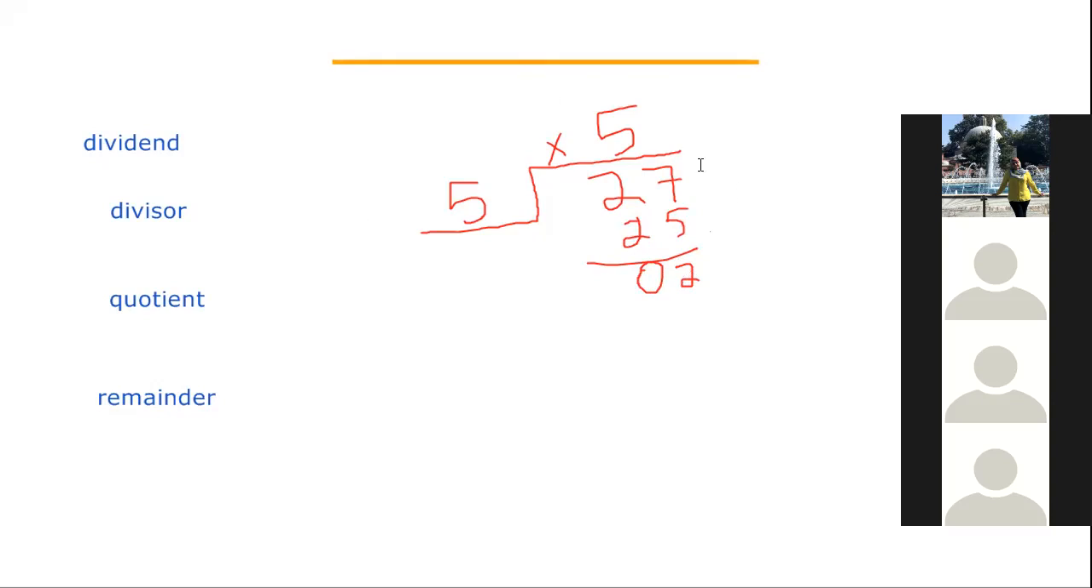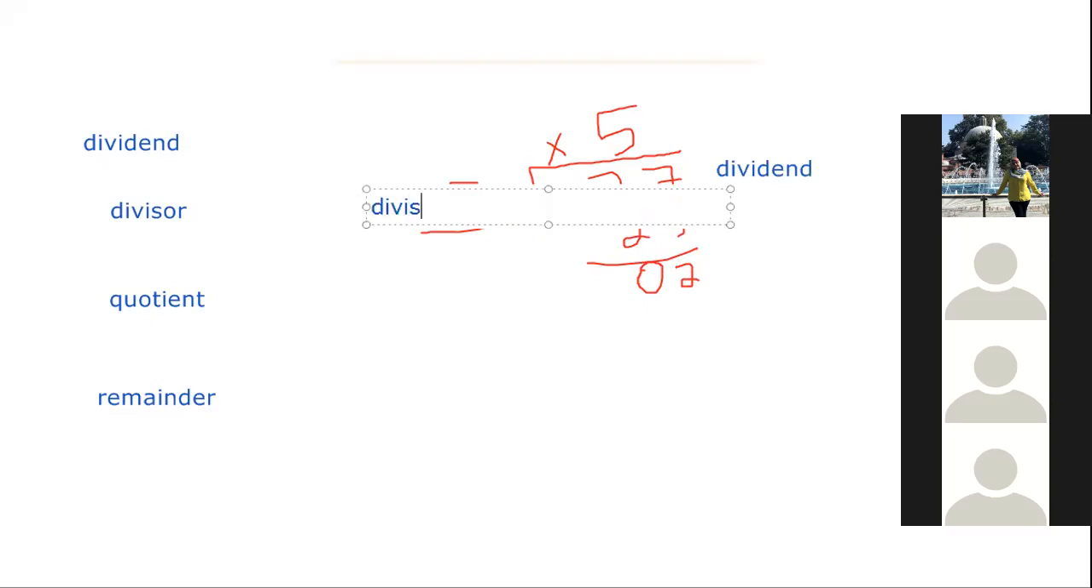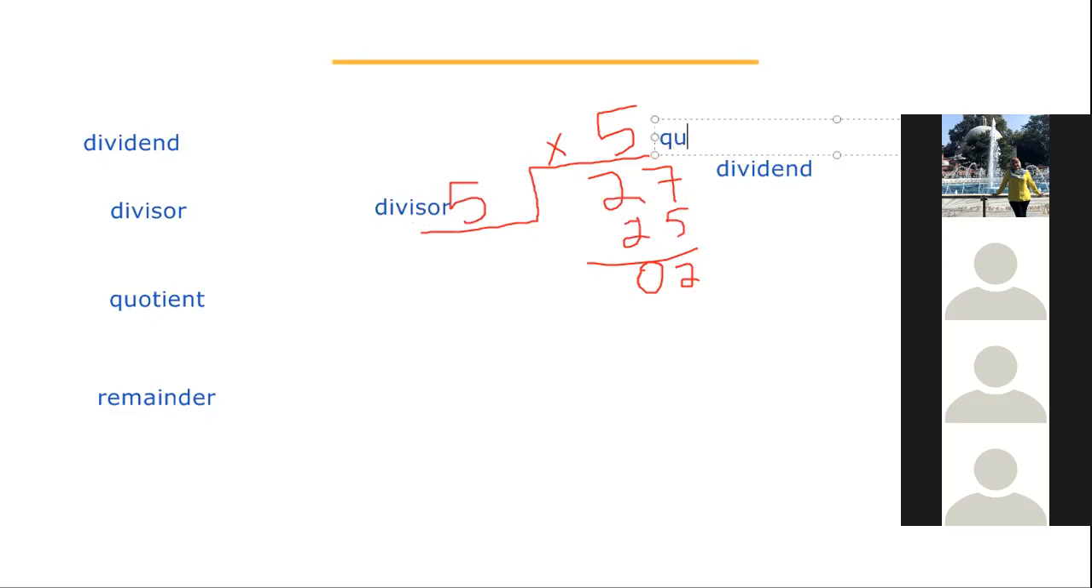Guys, you should always pay attention. Let us first tell what each number represents. What does the 27 represent? Dividend. This 5 is the divisor. What about this other 5? Quotient. And what is 2? The 2 is the remainder, not reminder. I'm not reminding you of something.